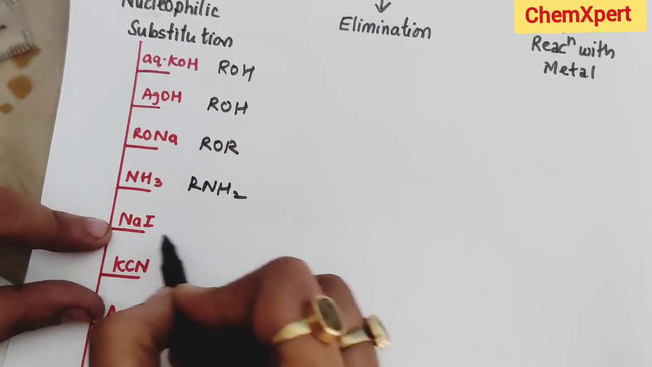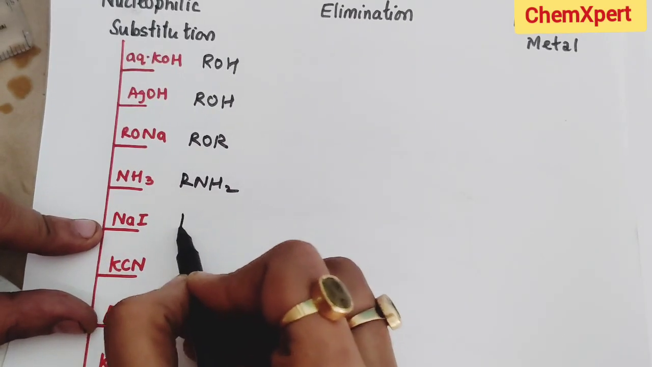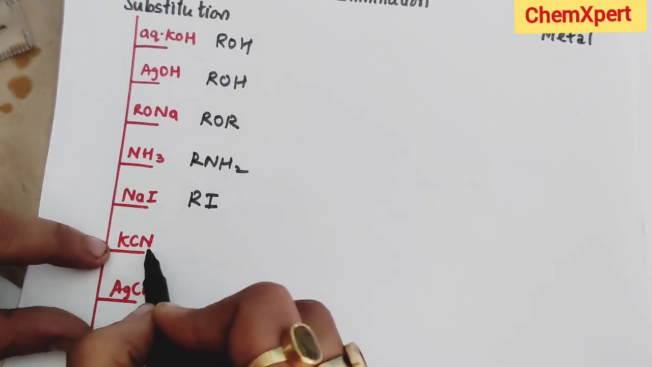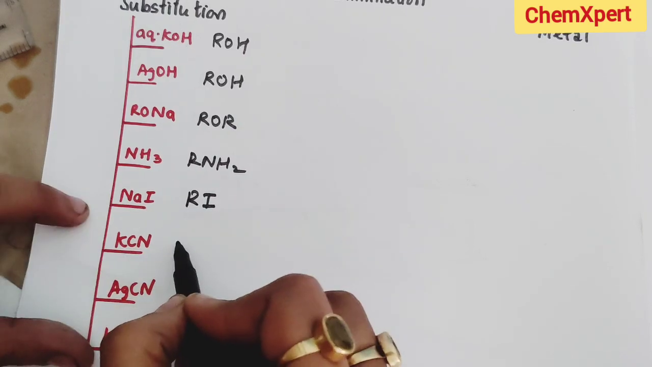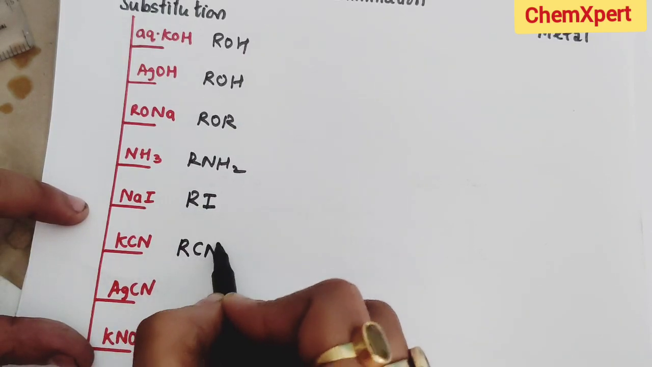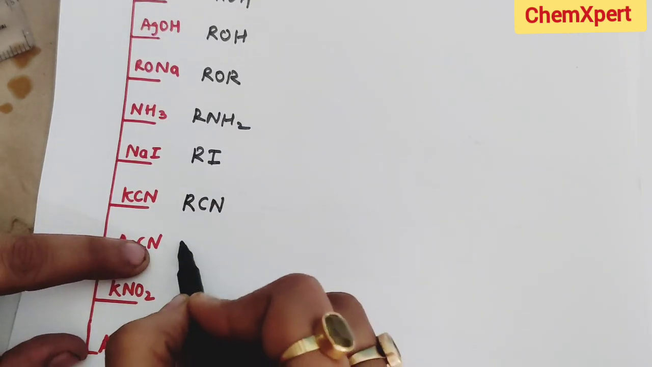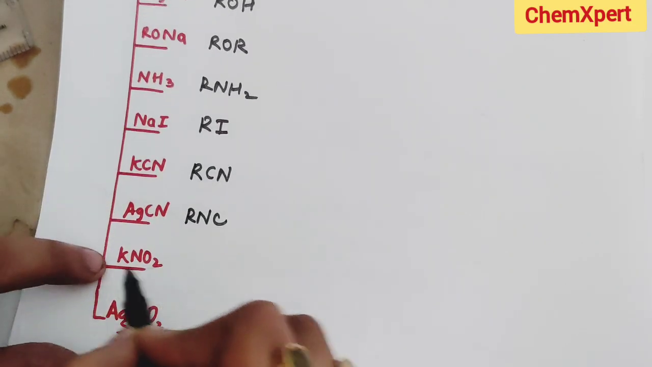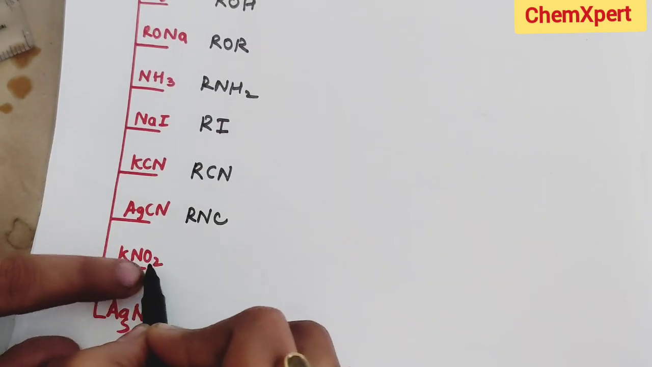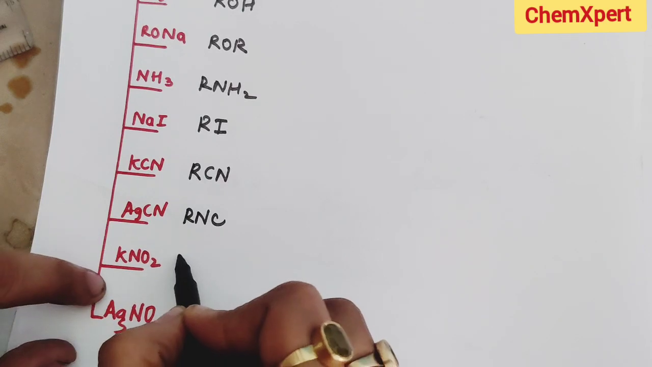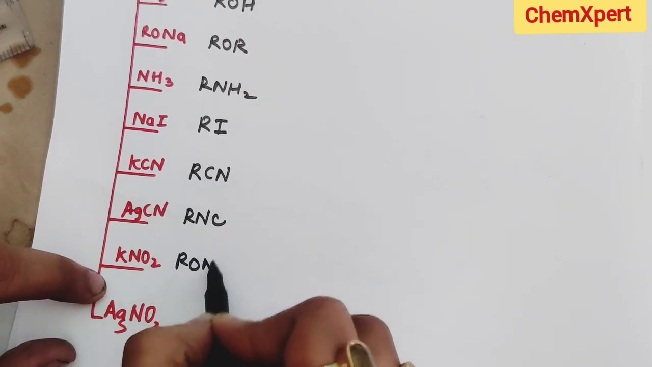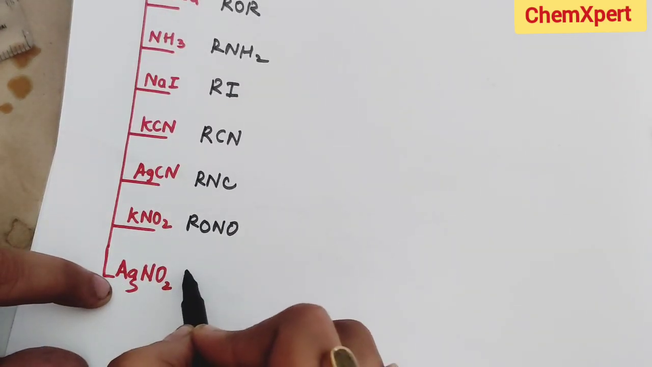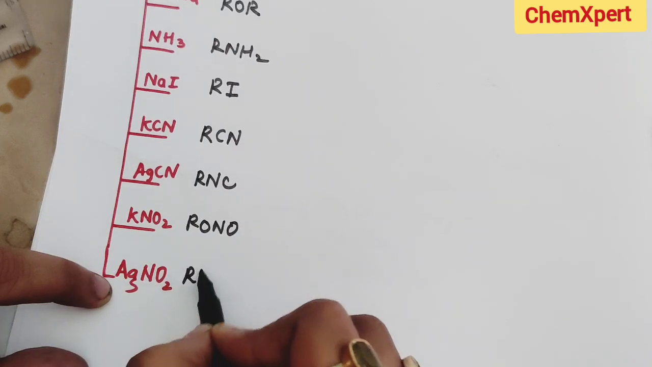With NaI, it is a Finkelstein reaction. It forms RI. With KCN, the reaction is from the C side because it is ambidentate, giving RCN. In case of silver cyanide, the reaction is from the nitrogen side, RNC. KNO2, reaction from the oxygen side, that is RONO. In case of AgNO2, reaction from N, that is RNO2.